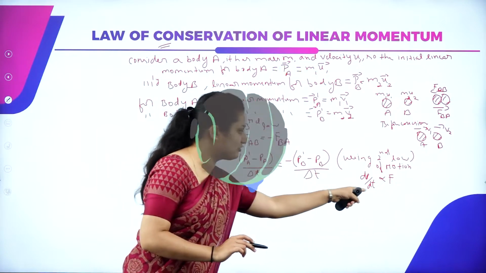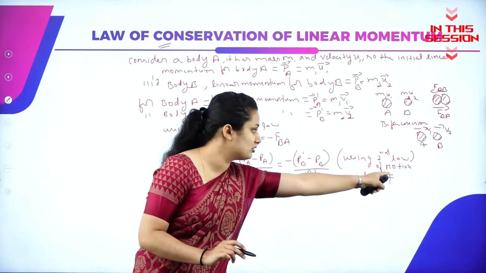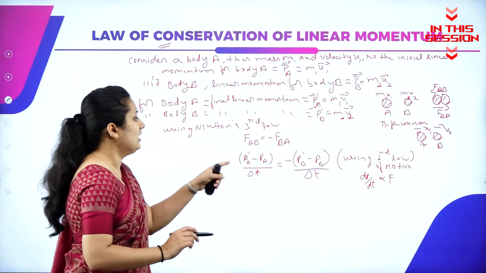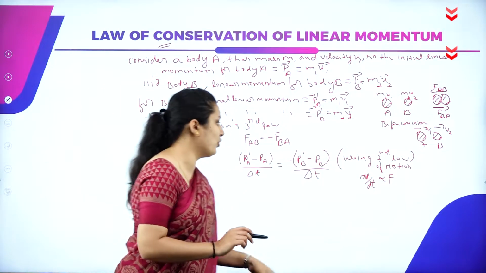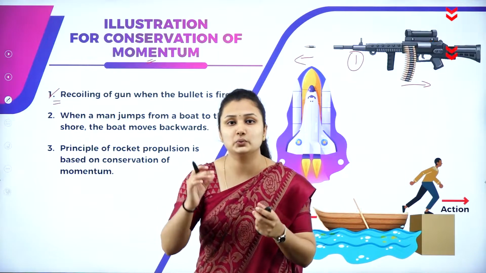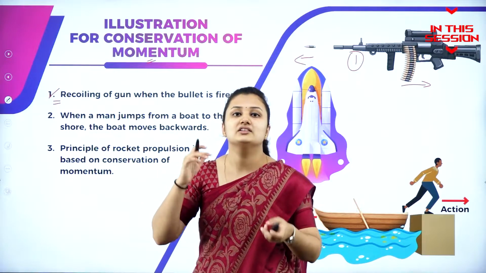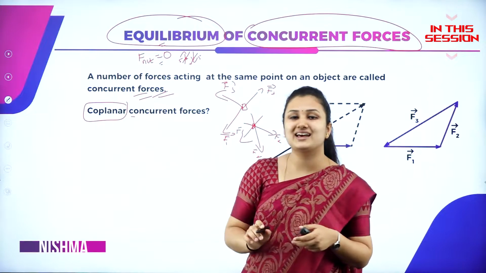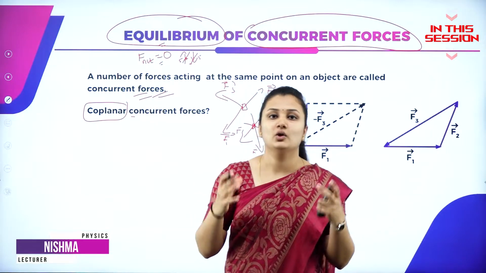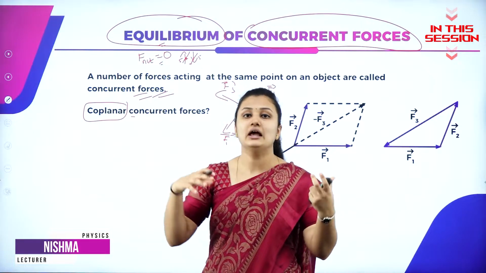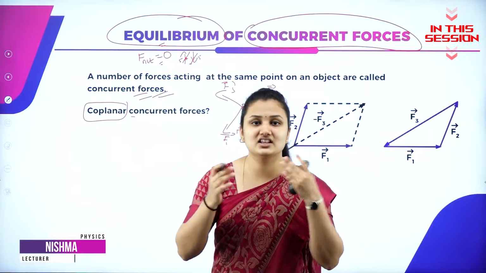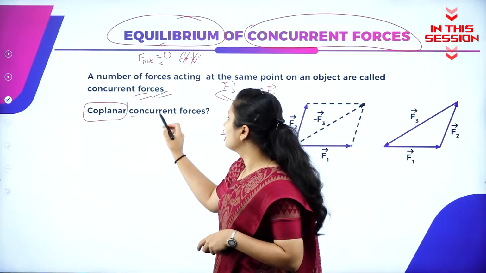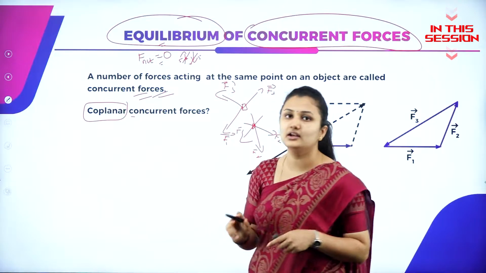Rate of change of momentum is directly proportional to force applied on it and moves in the direction of force. The velocity with which the gun moves backward is called recoiling velocity. When two forces, say F1 and F2, are acting in the same plane, then we call them coplanar concurrent forces.